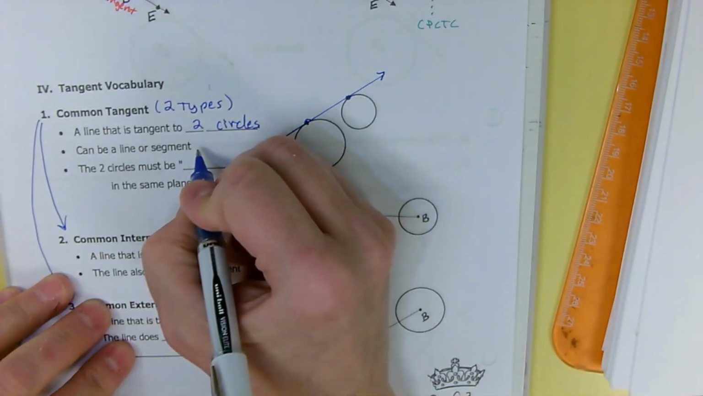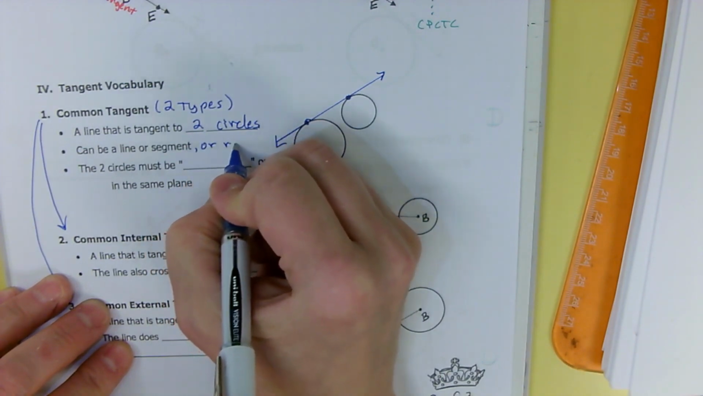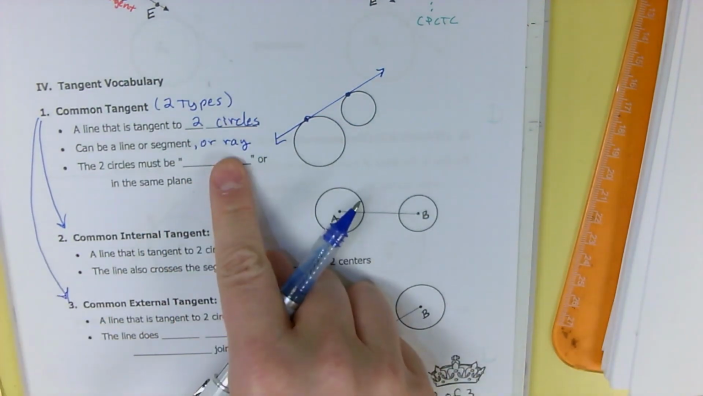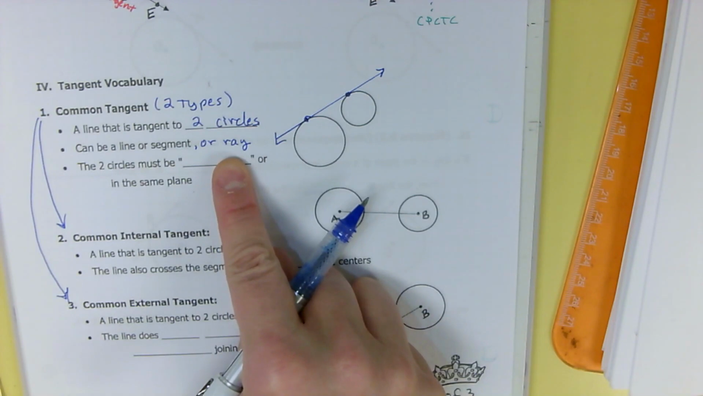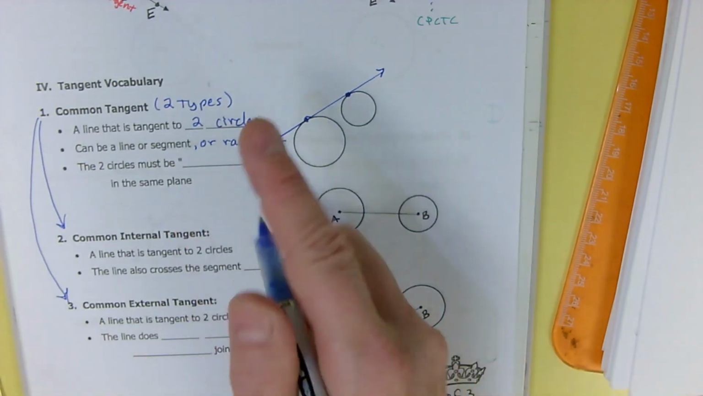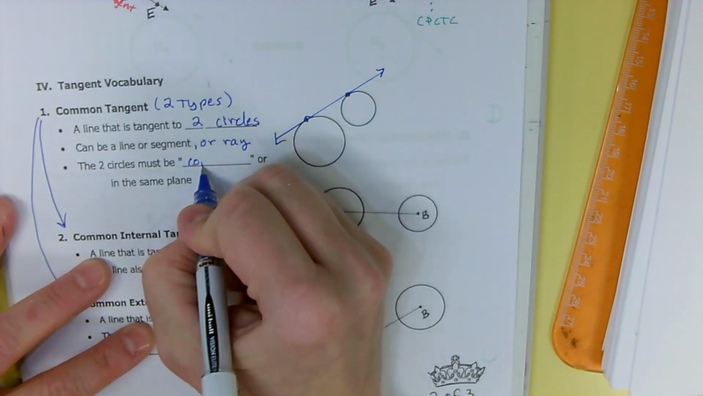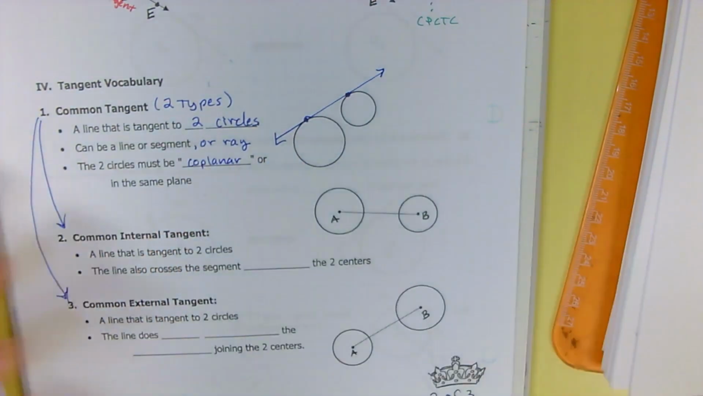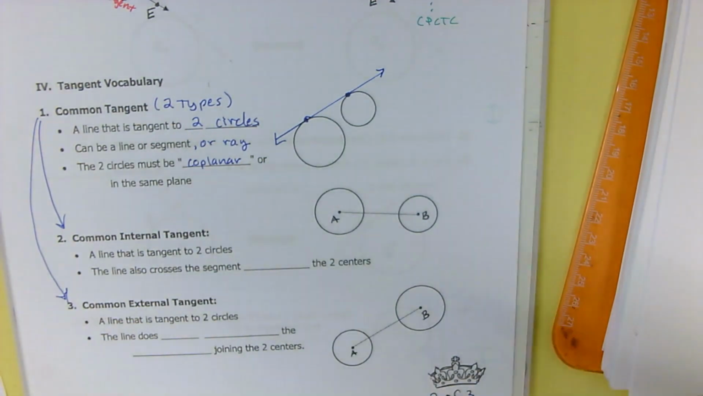It can also be a ray. As long as it's a straight figure and it touches at two tangent points, you're good. The circles must be coplanar, or in the same plane. So the circles have to be flat. They cannot be like a sphere. It's got to be flat. In a plane means flat.